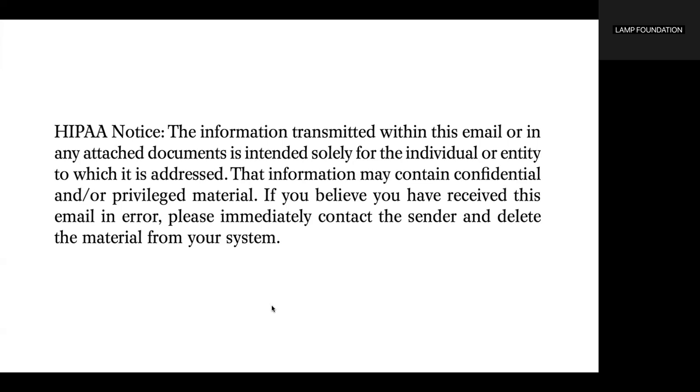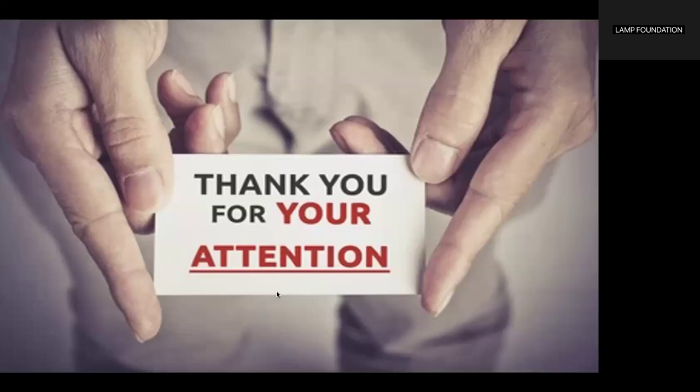The information transmitted within this email or in any attached documents is intended solely for the individual or entity to which it is addressed. The information may contain confidential and/or privileged material. If you believe you have received this email in error, please immediately contact the sender and delete the material from your system. Thank you for your attention.